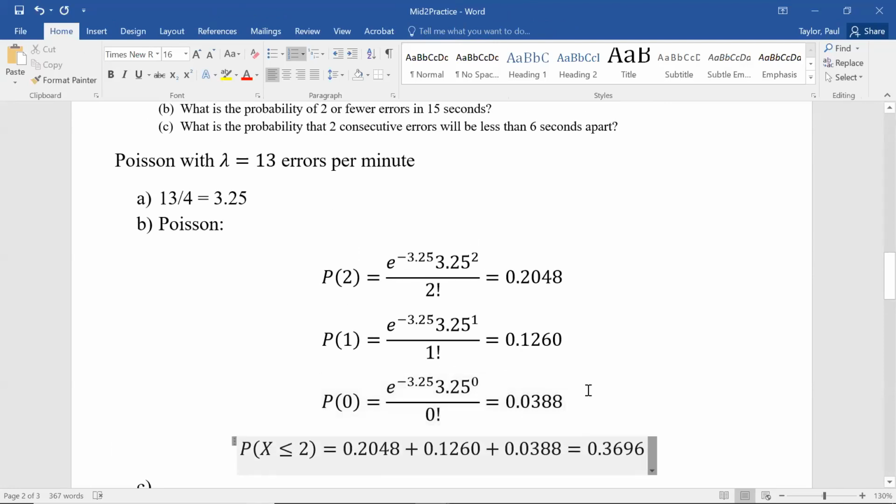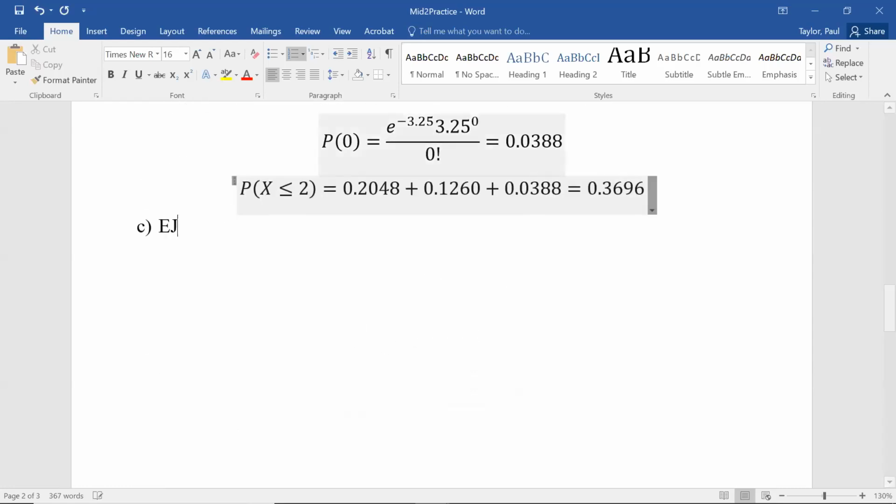Part C is an exponential, otherwise known as inter-arrival time. What is the probability that two consecutive errors will be less than 6 seconds apart? We don't know how far apart two errors are going to be. They could be minutes apart. They could be a few seconds apart. That's the random number here. How far apart are these two errors going to be? And we want to know the probability that two errors are less than 6 seconds apart. So this is the exponential, aka inter-arrival time.